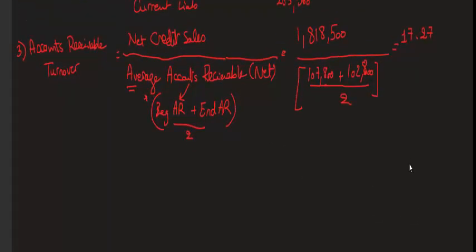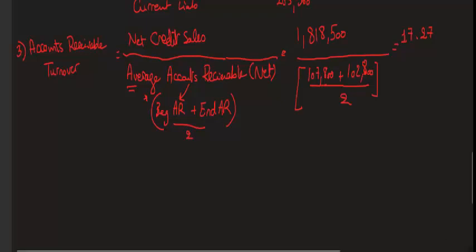Which means that for each $1 of accounts receivable, the company can achieve 17.27 in net credit sales, which means it has a power of $17.27 of net credit sales to cover each $1 of accounts receivable. يعني لكل جنيه من accounts receivable هي تقدر توفر مبيعات ب 17.27 credit sales عشان to cover this accounts receivable.